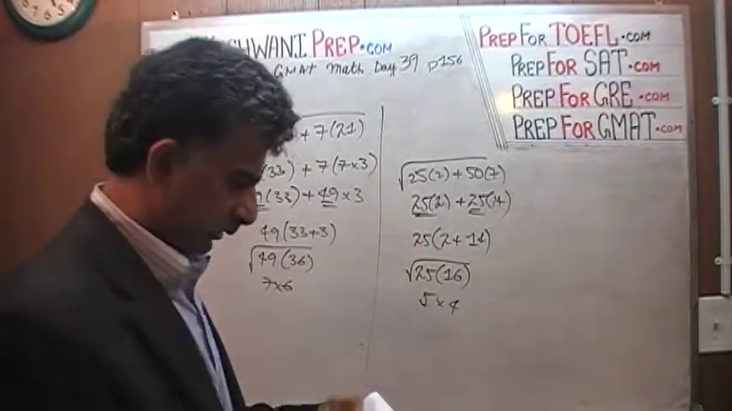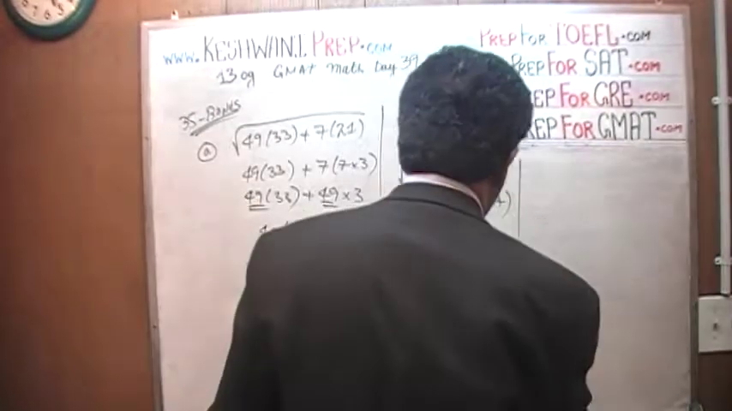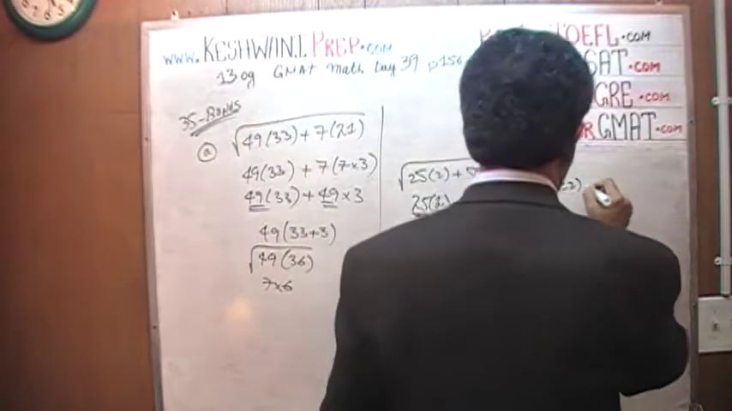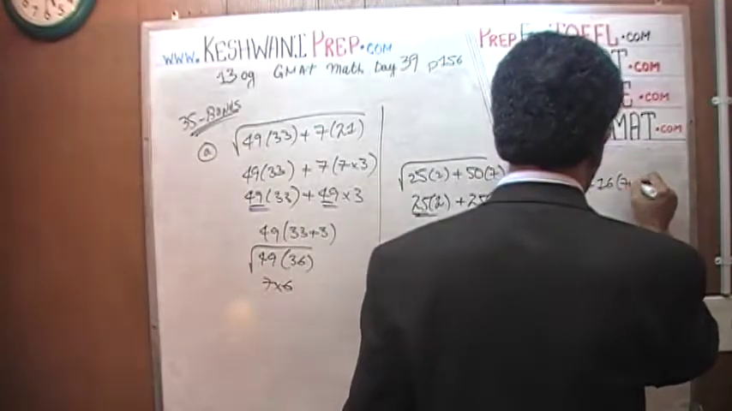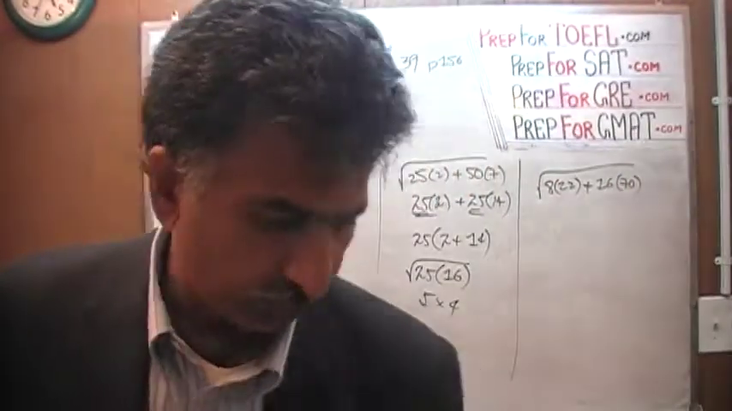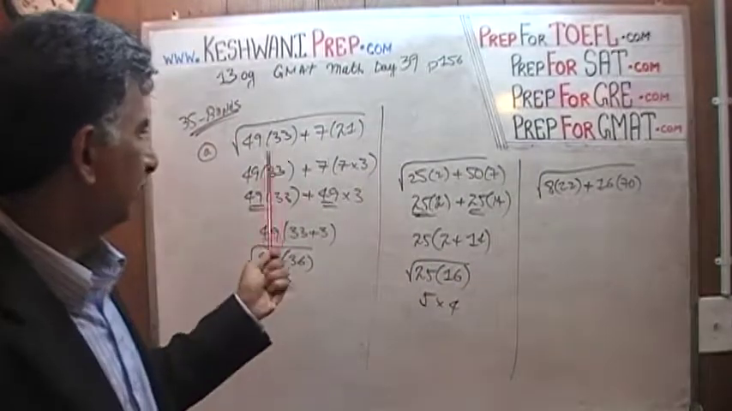Let's look at the next one. C. The square root of 8 times 22 plus 16 times 70. Now something like this, of course, I wouldn't want to do with brute force by multiplying it out. It will take too long. Same thing here. It will take too long.